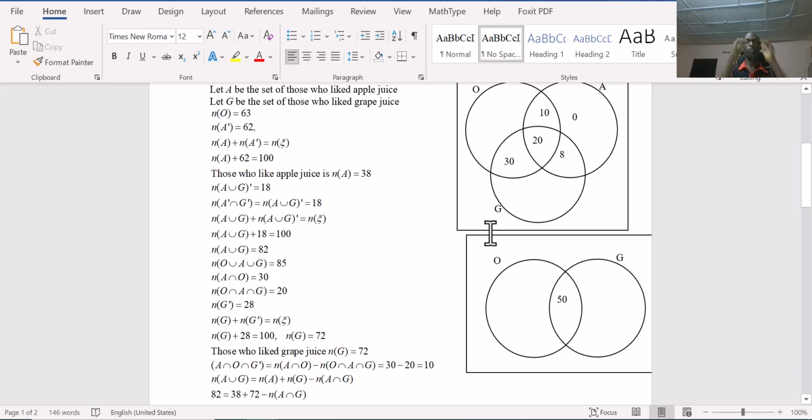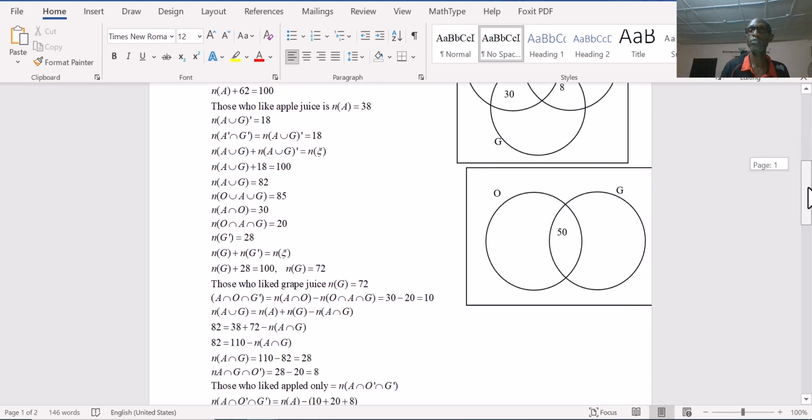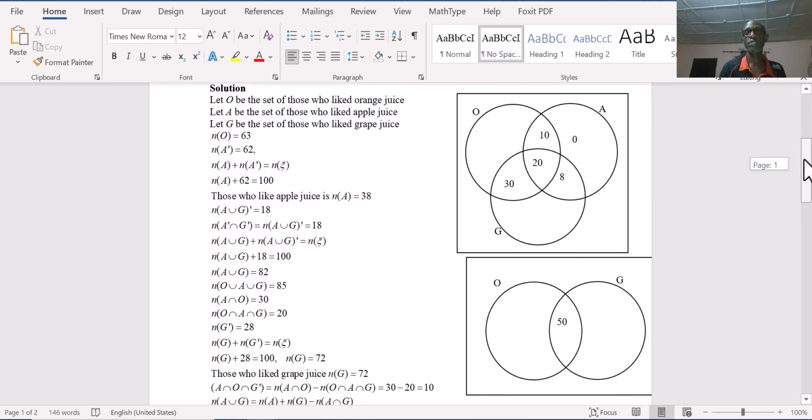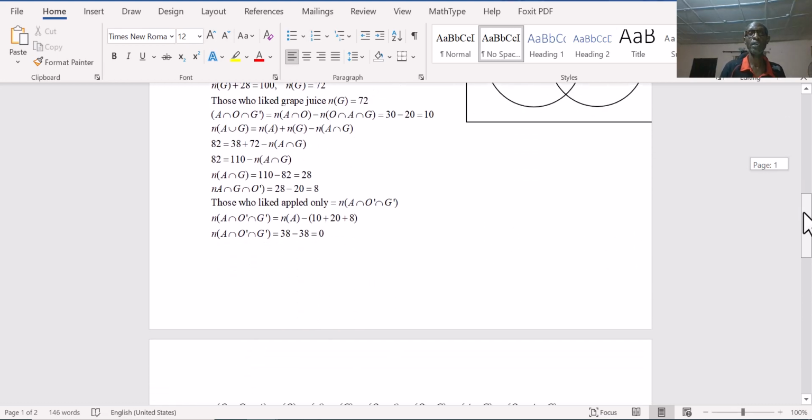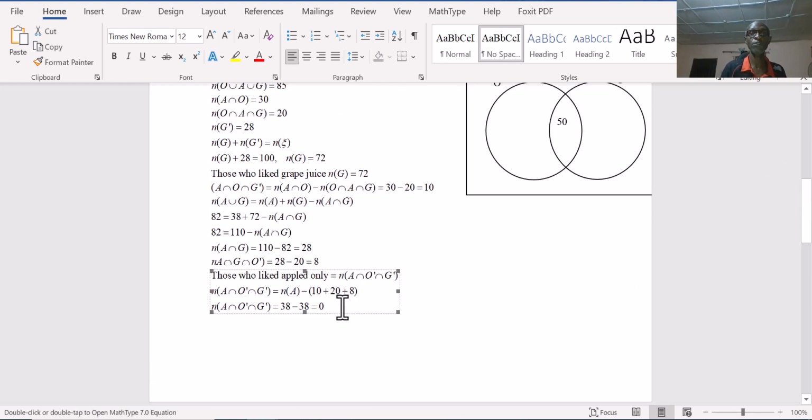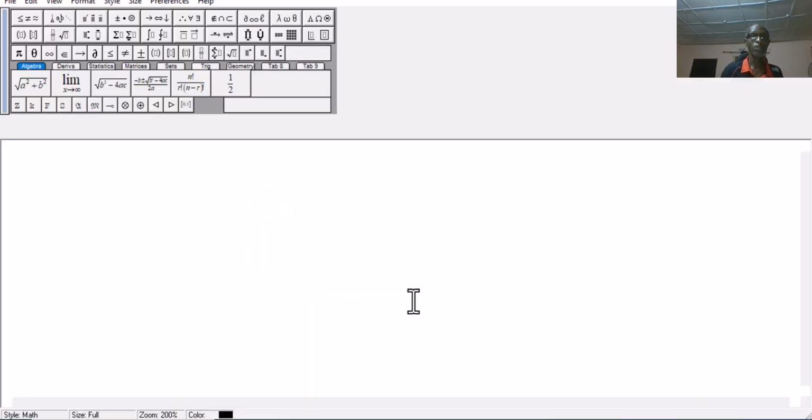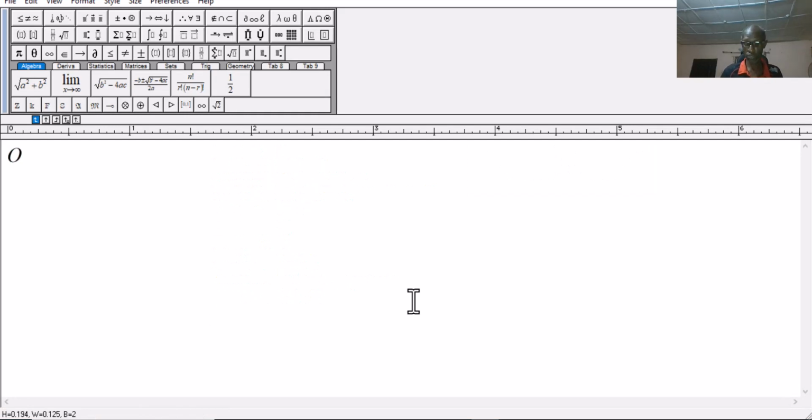So by this, you yourself can finish up this question now. We have been able to get all the data that we need. The others are simple for us to get. So from this data that we have worked with, let's say we want to find those who like orange only.